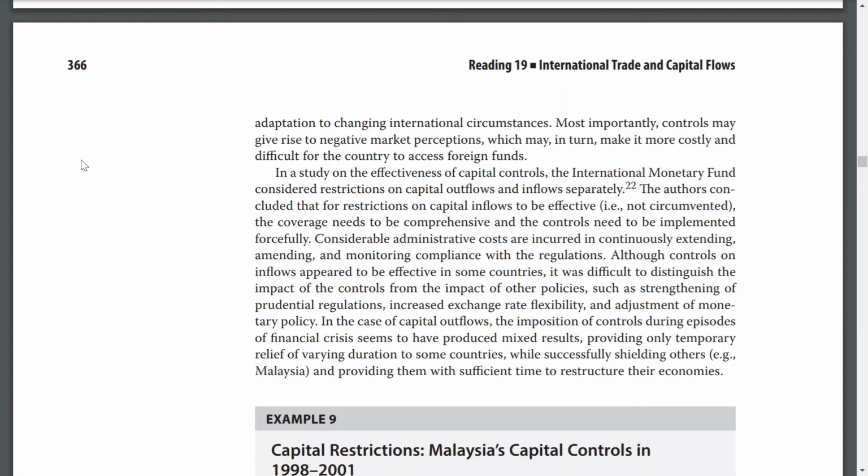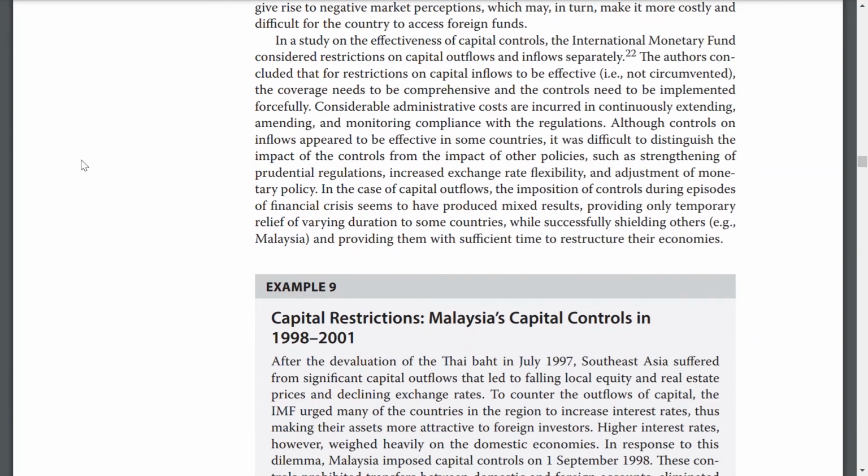Although controls on inflows appeared to be ineffective in some countries, it was difficult to distinguish the impact of controls from the impact of other policies, such as strengthening prudent regulations, increased exchange rate flexibility, and adjustments in monetary policy. In the case of capital outflows, the imposition of controls during episodes of financial crisis seems to have produced mixed results, providing only temporary relief of varying durations in some countries while successfully shielding others, e.g. Malaysia, providing time for restructuring of their economies.